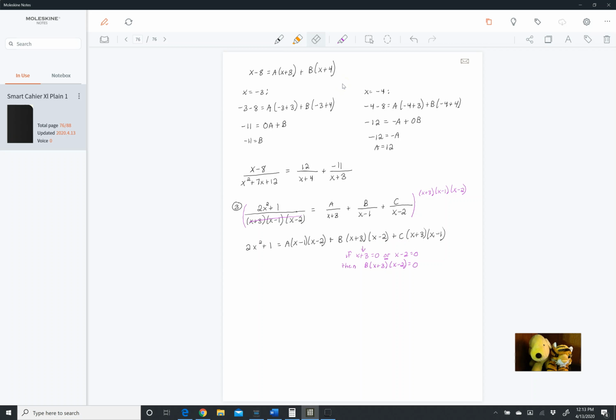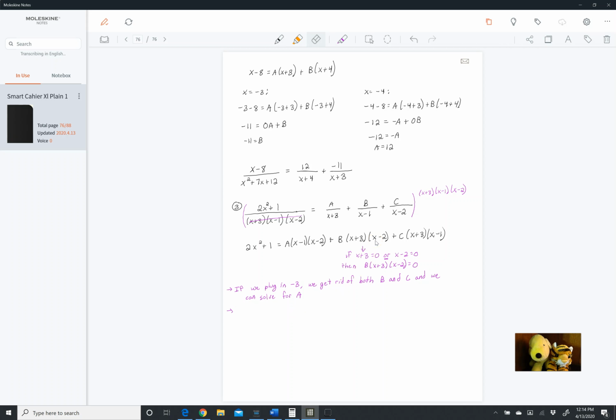We get rid of both B and C, and we could solve for A. Let's figure out the other numbers that we can plug in. So this allows us to solve for A.